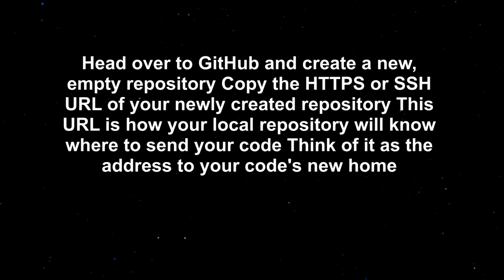Head over to GitHub and create a new, empty repository. Copy the HTTPS or SSH URL of your newly created repository. This URL is how your local repository will know where to send your code. Think of it as the address to your code's new home.